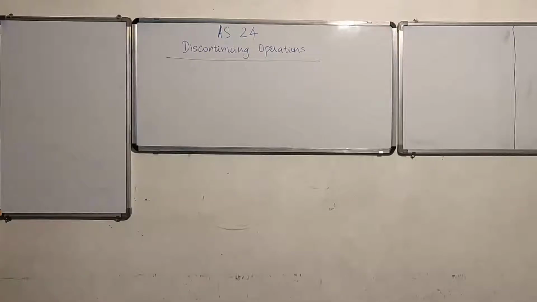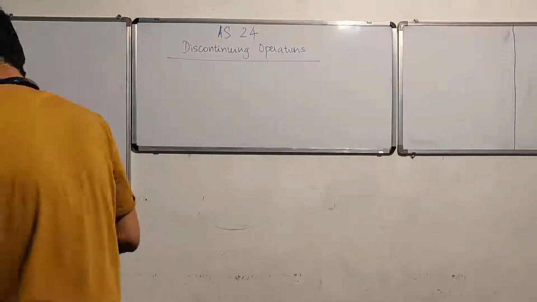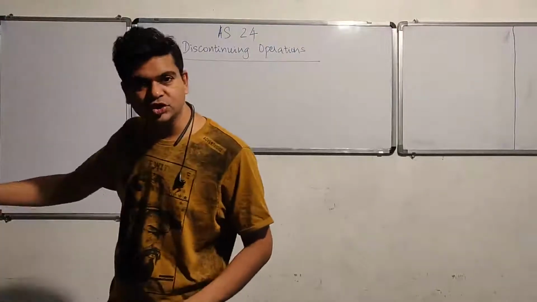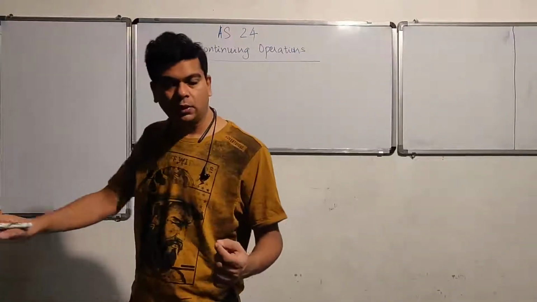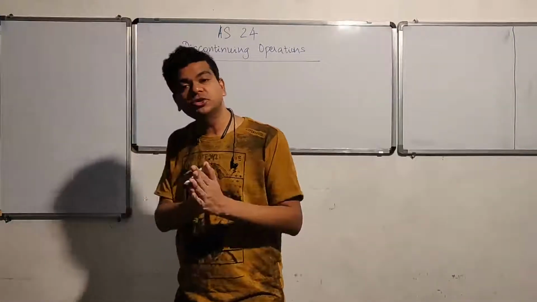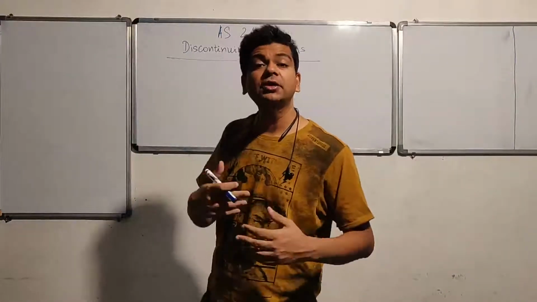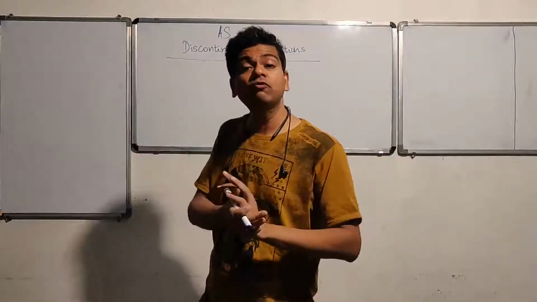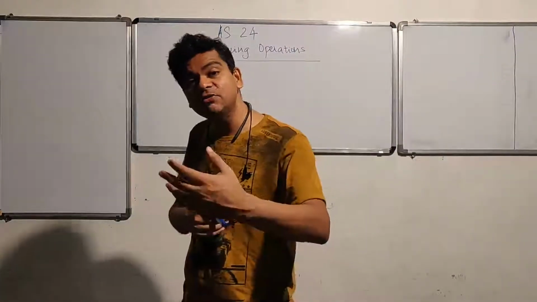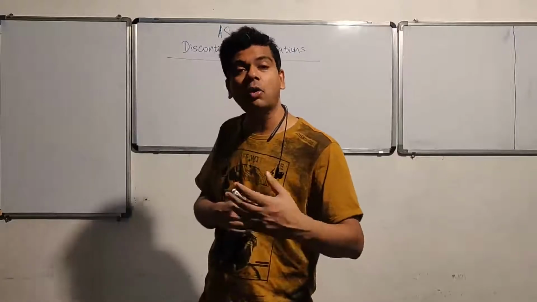Accounting Standard 24, Discontinuing Operations. It should be considered as a logical extension of Accounting Standard 17, Segment Reporting. See, as a user of financial statements, I will like to know which are the different businesses that an enterprise is doing. Similarly, I will like to know which are the different geographical areas where the enterprise is operating.